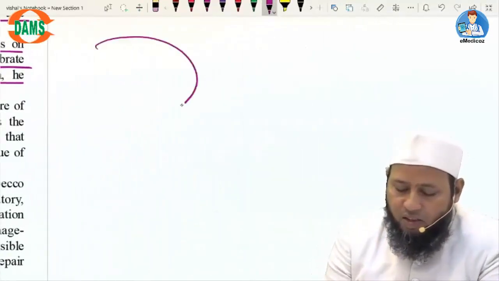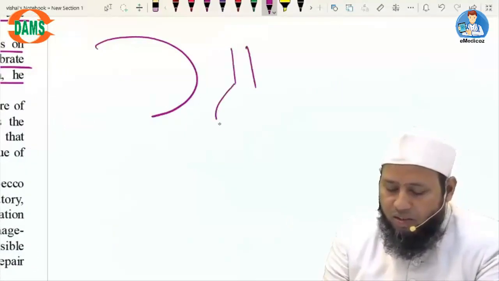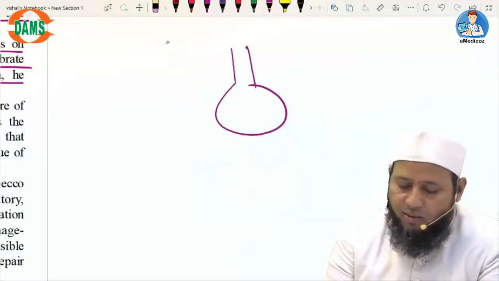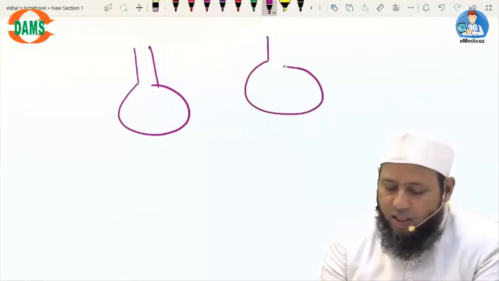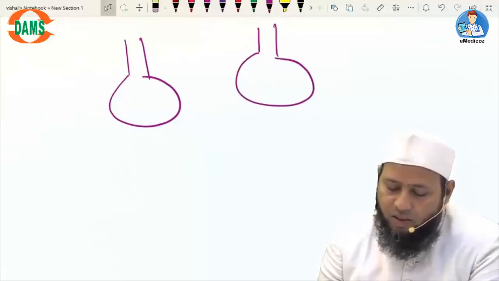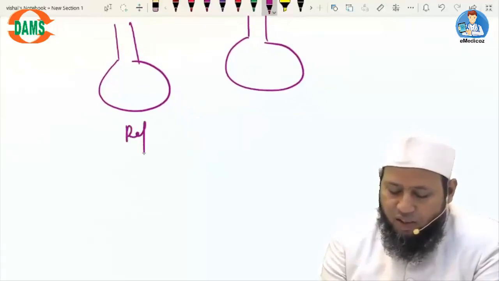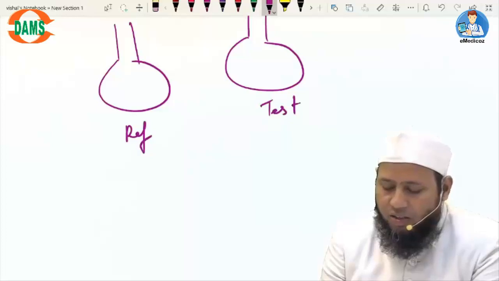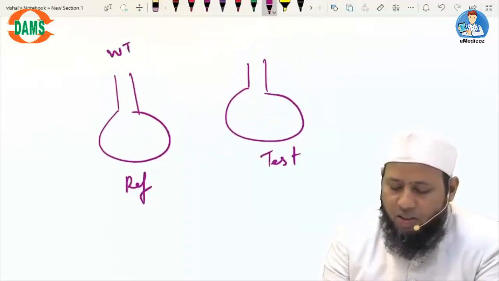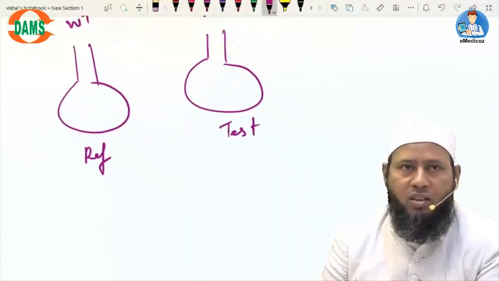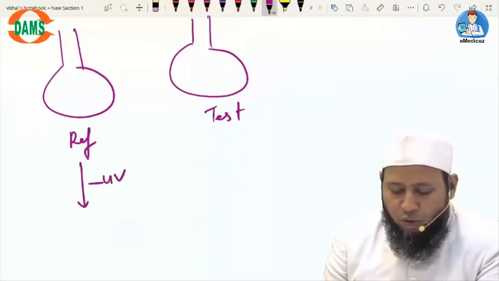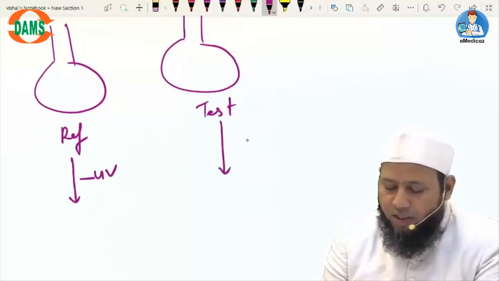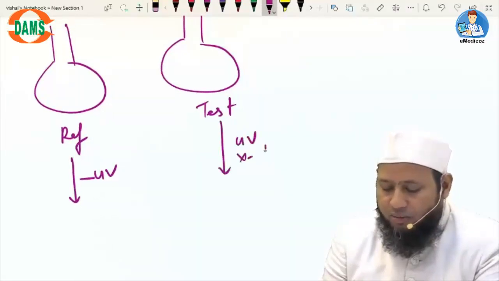For example, let's suppose this is a bacterial culture. This is a reference culture and this is the test culture. Let's suppose this is a wild type strain culture. So what we do here, we give exposure, let's suppose UV exposure of a dose X.